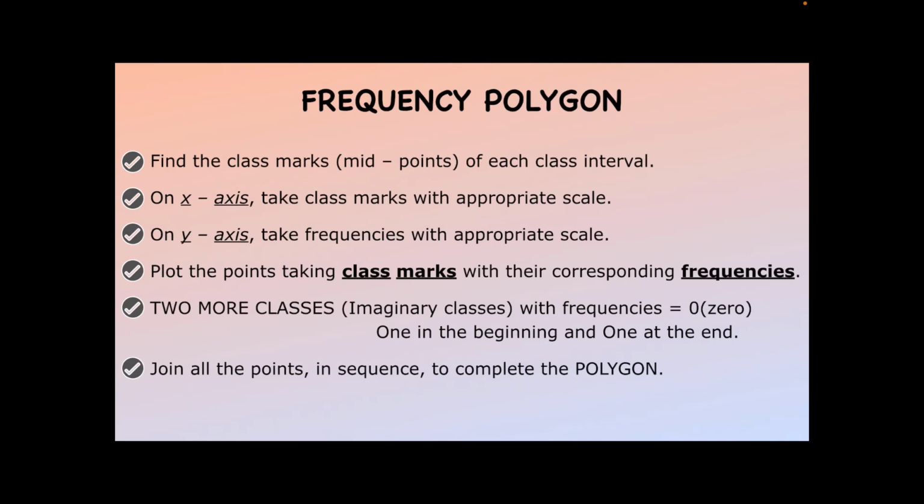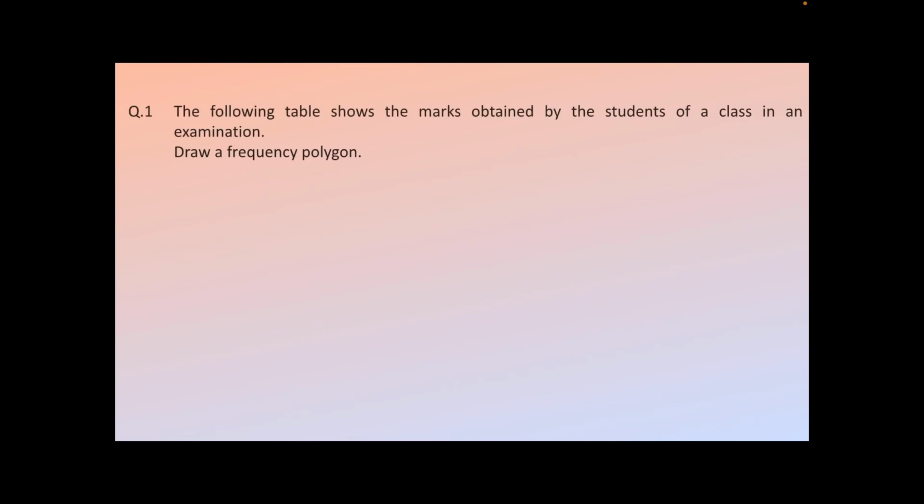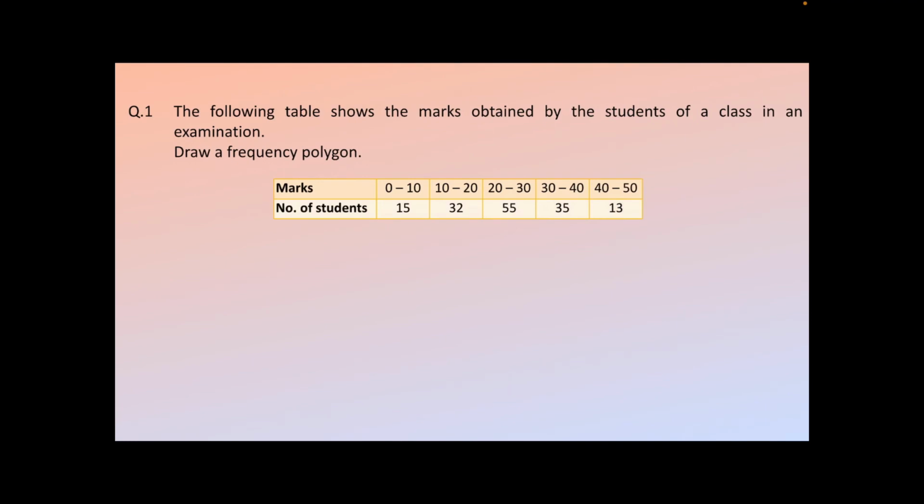Now, let us take one example to see how we construct the frequency polygon. Suppose the question is, the following table shows the marks obtained by the students of a class in an examination, and we have to draw a frequency polygon for the given data. As you see, the class intervals are 0 to 10, 10 to 20, 20 to 30, 30 to 40 and 40 to 50. So, the first step in construction of a frequency polygon is to find the class marks.